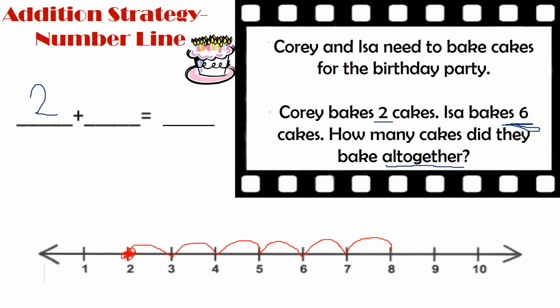The number that I land on is going to show me how many they bake all together. I'm going to go back up to my number sentence and put in the number of cakes that Issa baked. 6. Remember, we went forward 6 times. And 2 plus 6 shows me 8 on my number line.